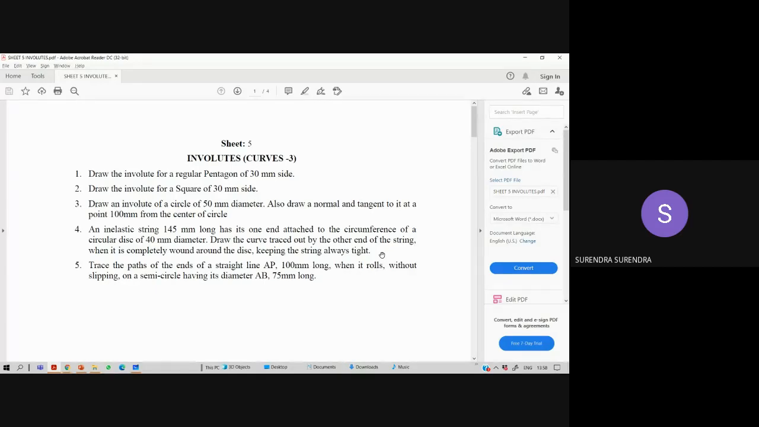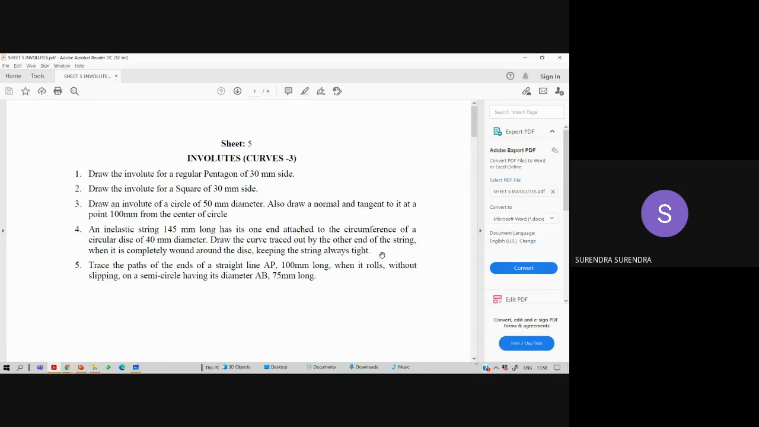But in the fourth problem, an inelastic string of 145 mm long has one end attached to the circumference of a circular disc of 40 mm diameter. Draw the curve traced out by the other end of the string when it is completely wound around the disc.